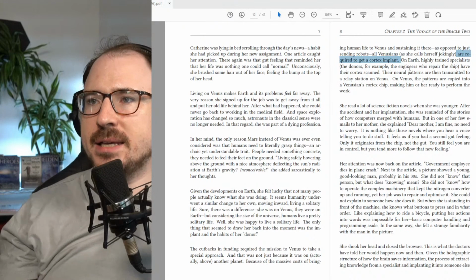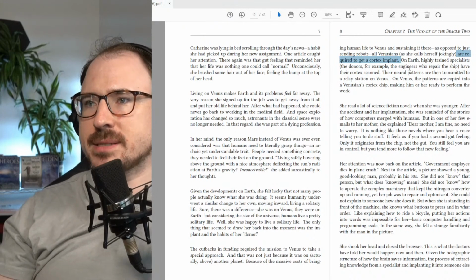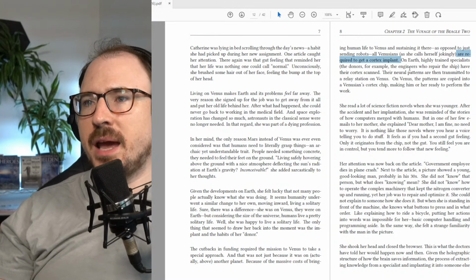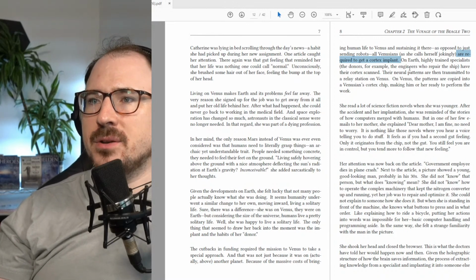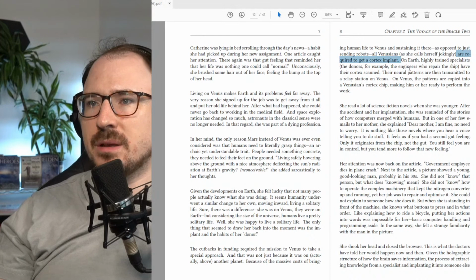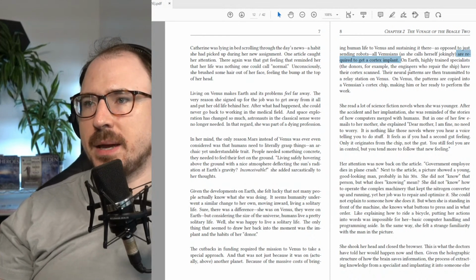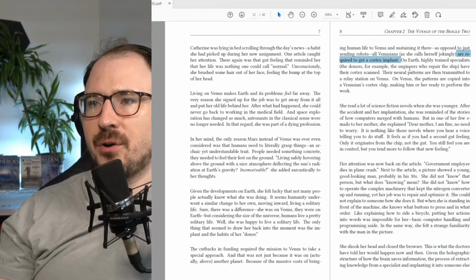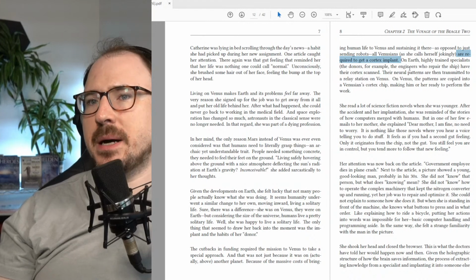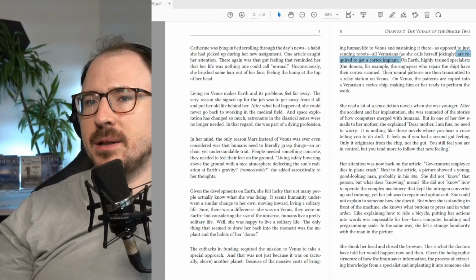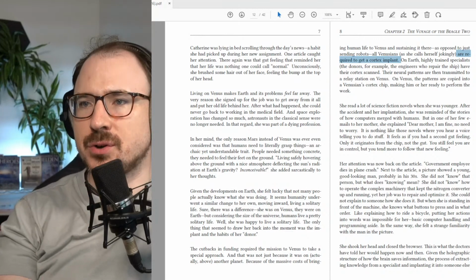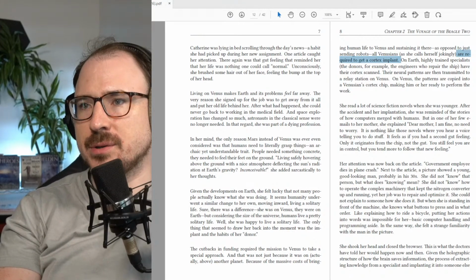On Earth, highly trained specialists, the donors, for example, the engineers who repair the ship, have their cortex scanned. The neural patterns are then transmitted to the relay station on Venus. On Venus, the patterns are copied into the Venusian's cortex chip, making him or her ready to perform the work. Again, yes, true, but we could look at it from the outside and have the reader draw their own conclusions.